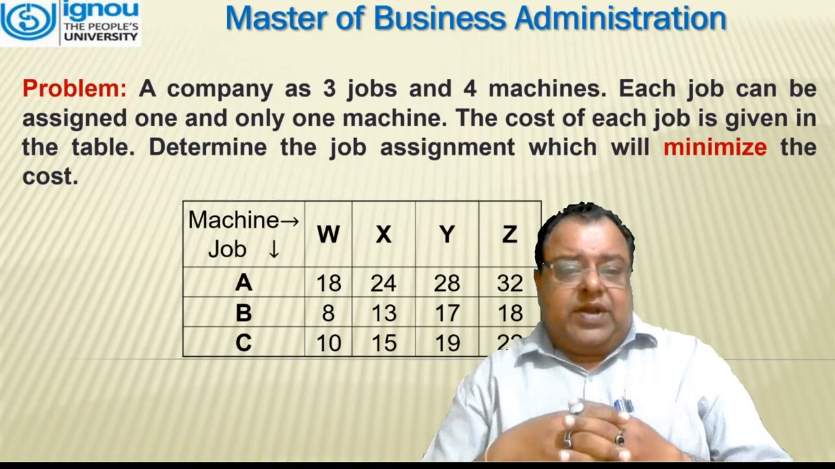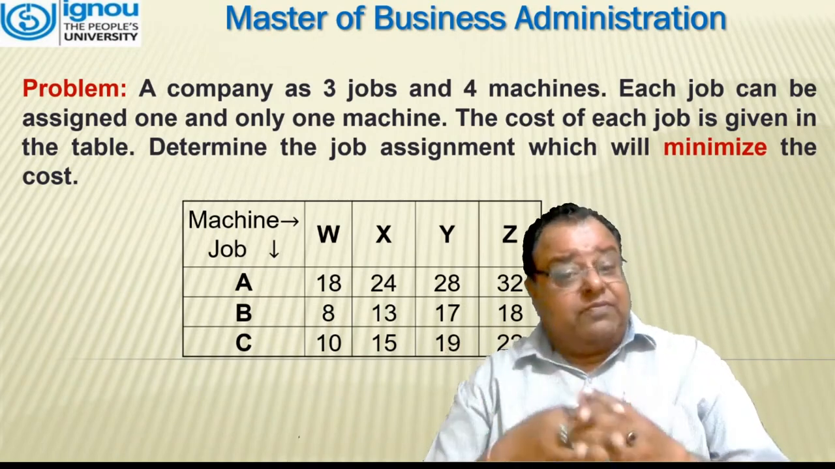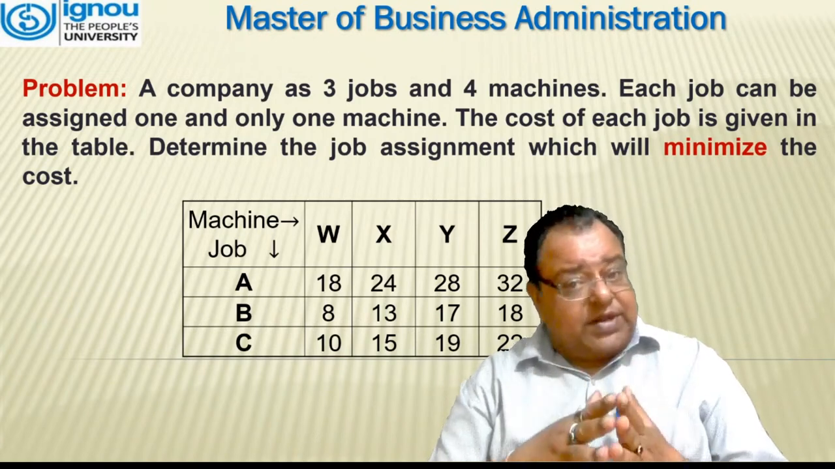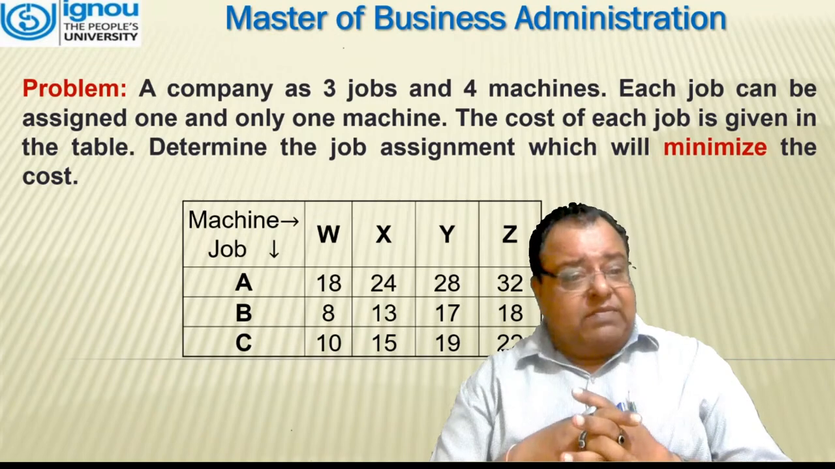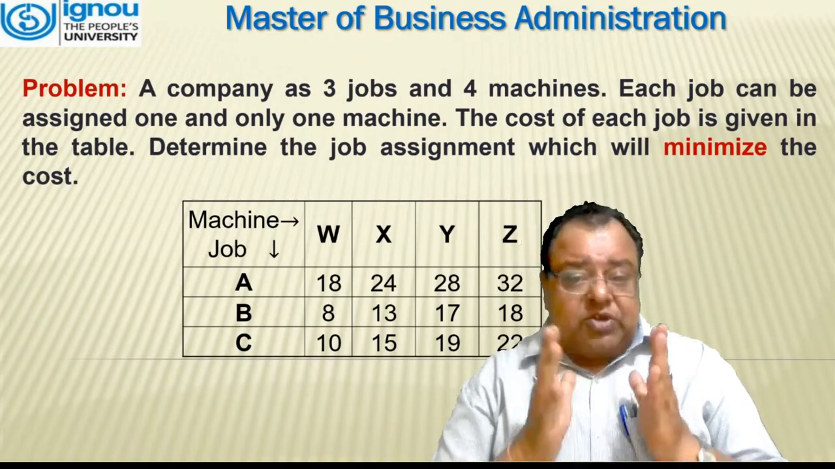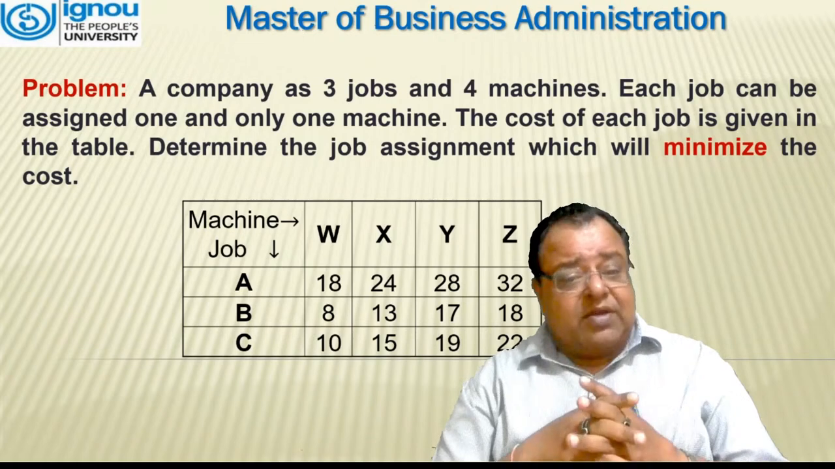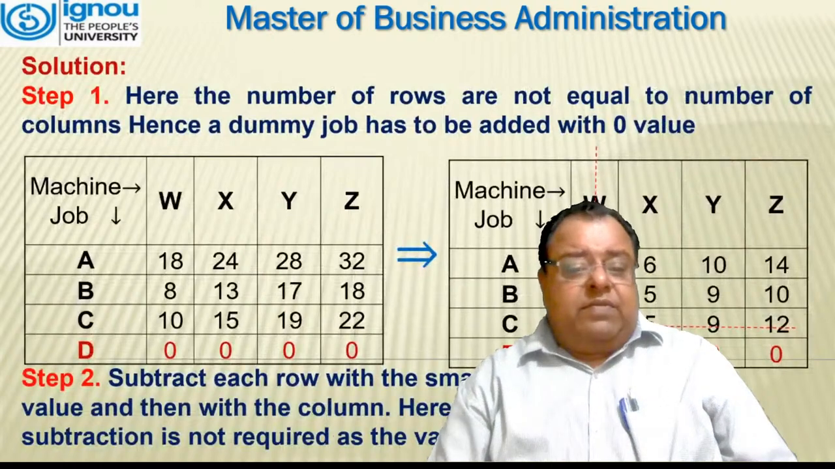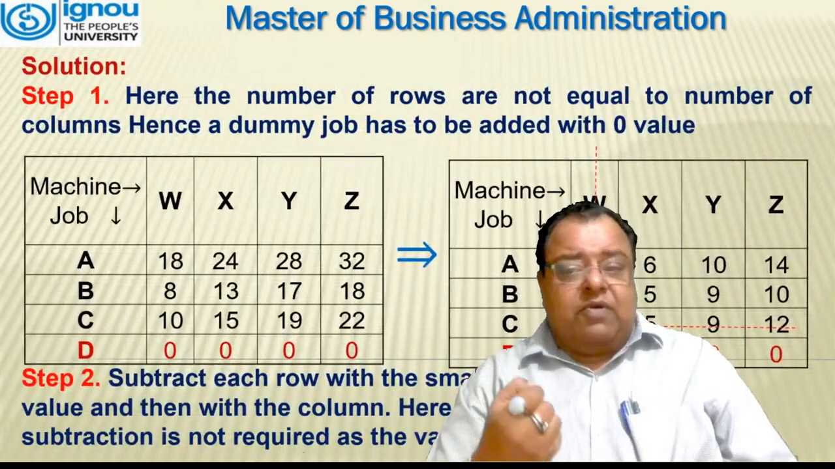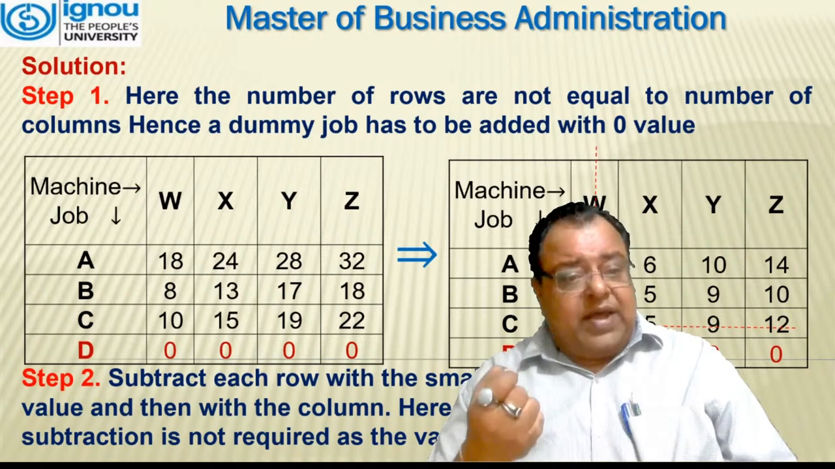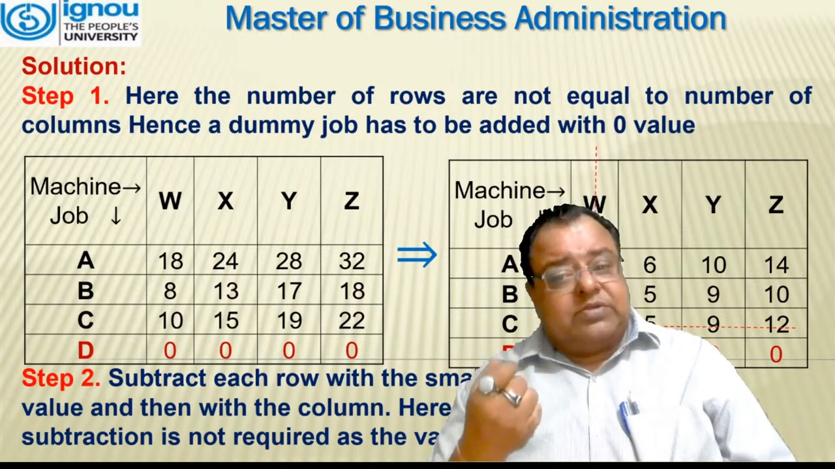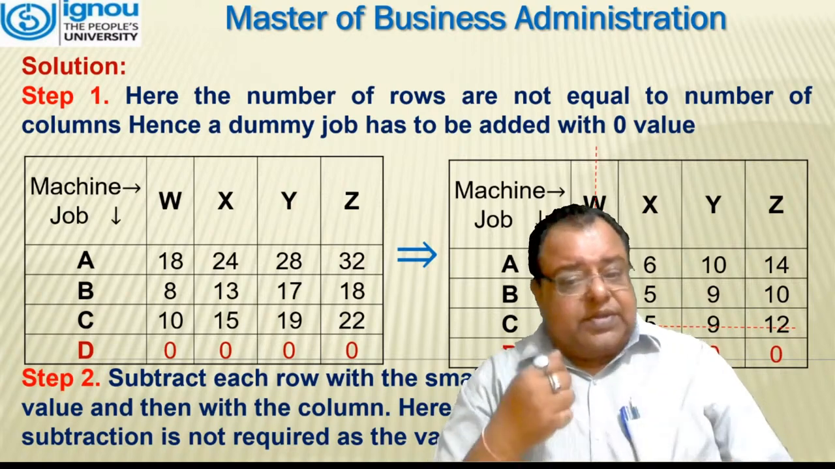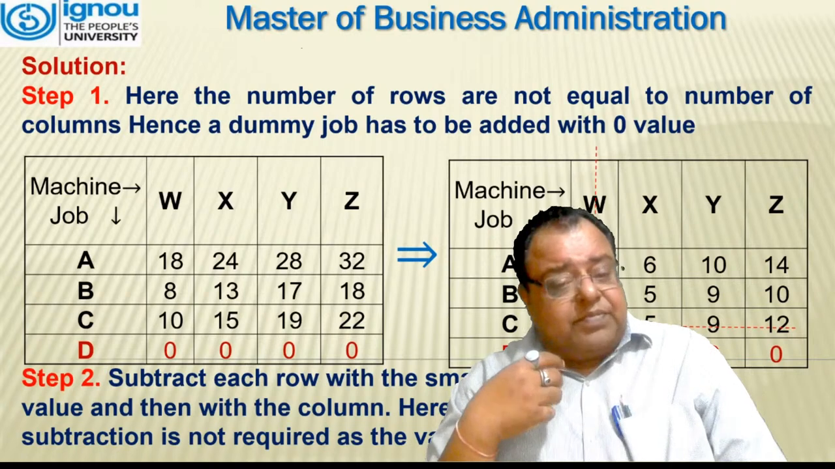Now, another problem which is related to a company: it has 3 jobs and 4 machines. Each job can be assigned one and only one machine. The cost of each job is given in the table. Determine the job assignment which will minimize the cost. Proceeding, we see that number of rows and number of columns are not equal. That means we have to add a dummy job which will have zero value in it. This is how the matrix has been transformed.